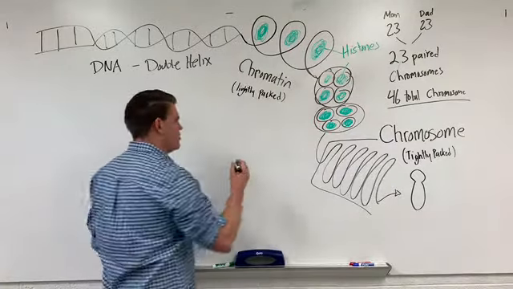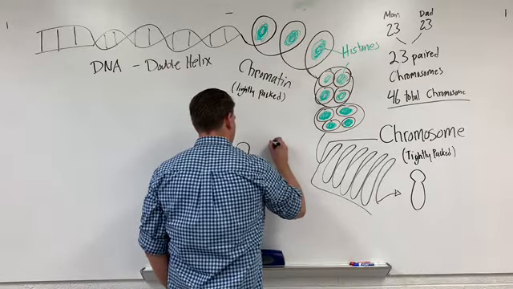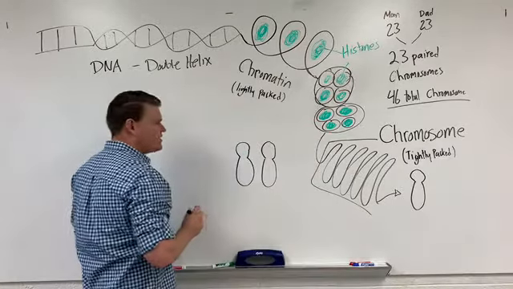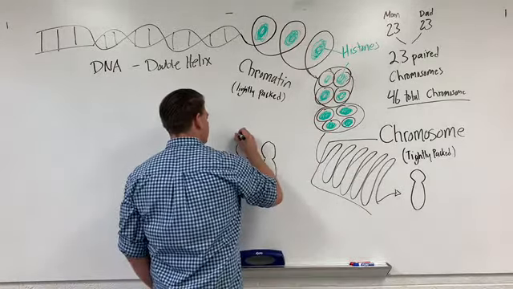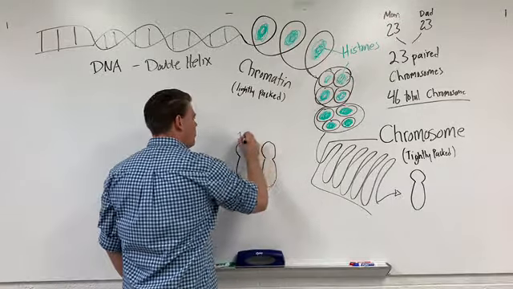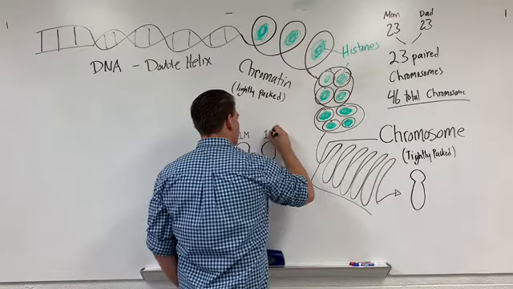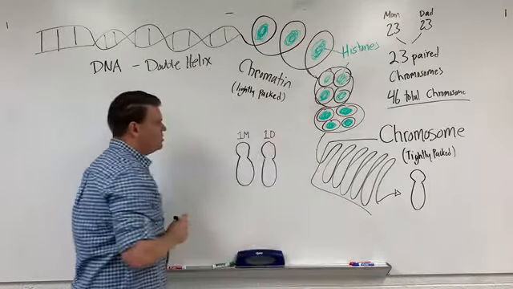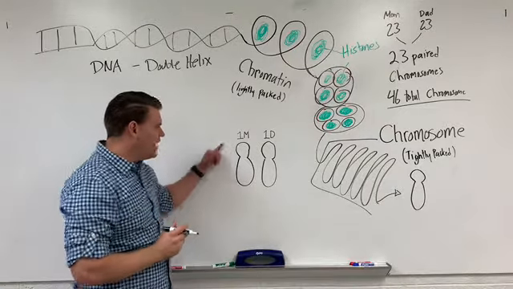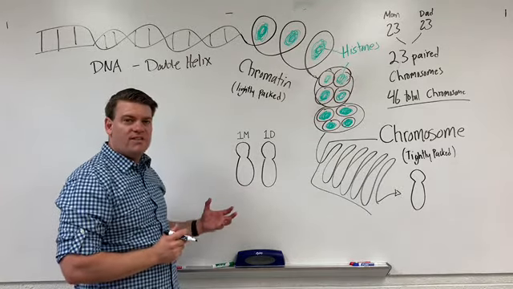So when we think of our chromosome, let's say this is chromosome number 1. All right, and chromosome number 1, we'll call it 1M. This means you received this from mom, and 1D, so you received that one from your dad. Now, if we were to look at the genes that are on this chromosome, they're the same.